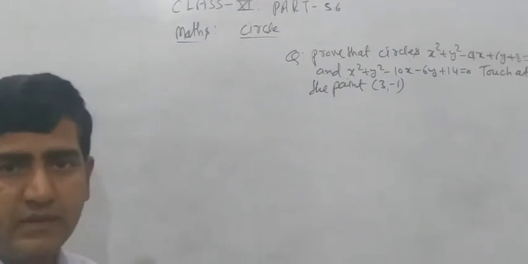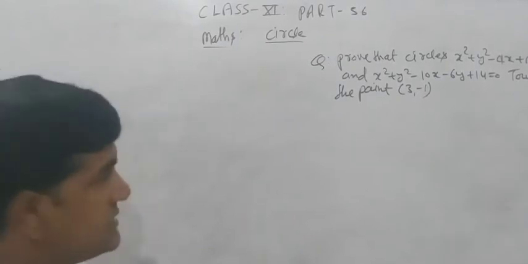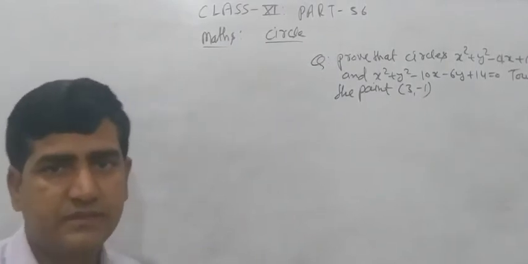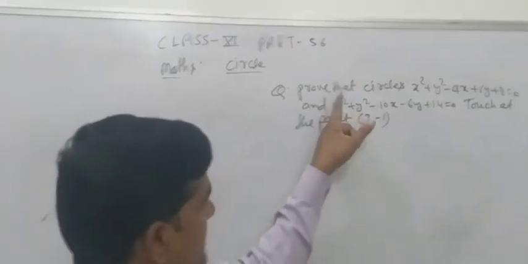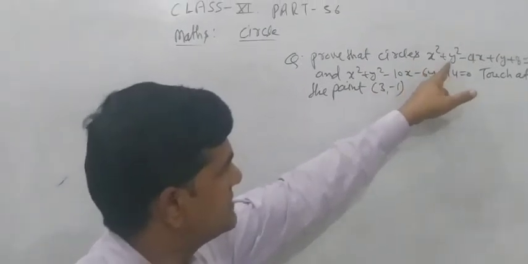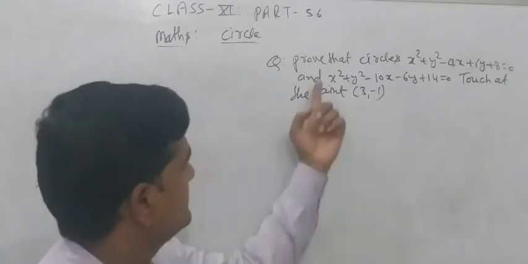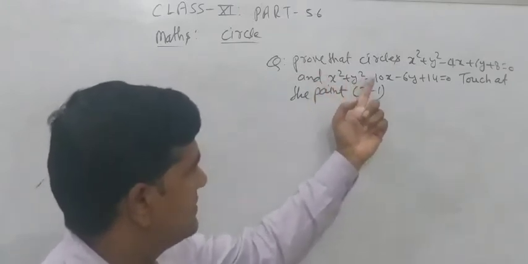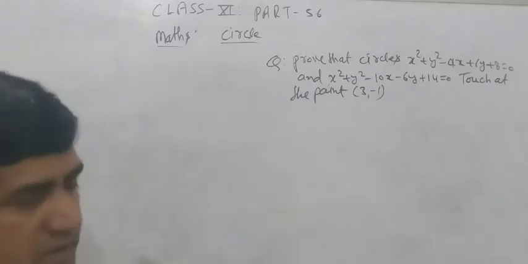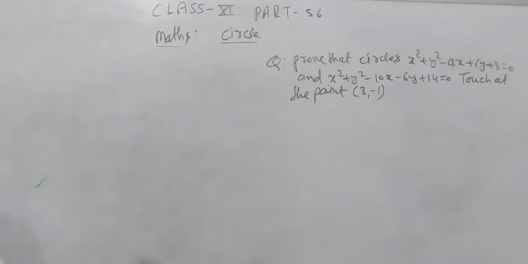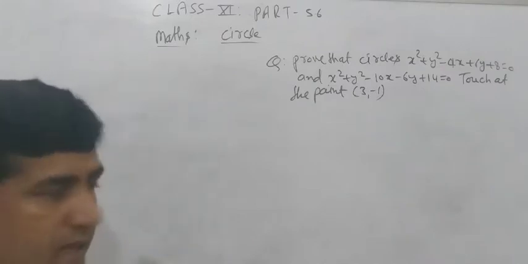Today we have to discuss the circle. About the circle, I have sent so many videos, and this is also one video of circle, and circle is a very important chapter. Understood? Here one question is there. Prove that circles x square plus y square minus 4x plus 6y plus 8 is equal to 0 and x square plus y square minus 10x minus 6y plus 14 is equal to 0 touch at the point 3 comma minus 1. Okay, understood.